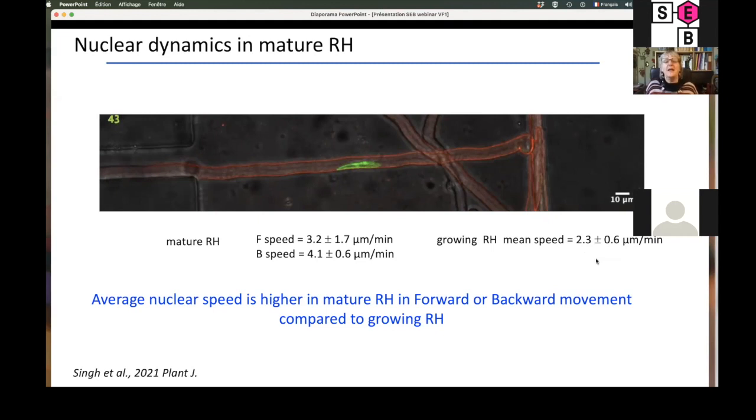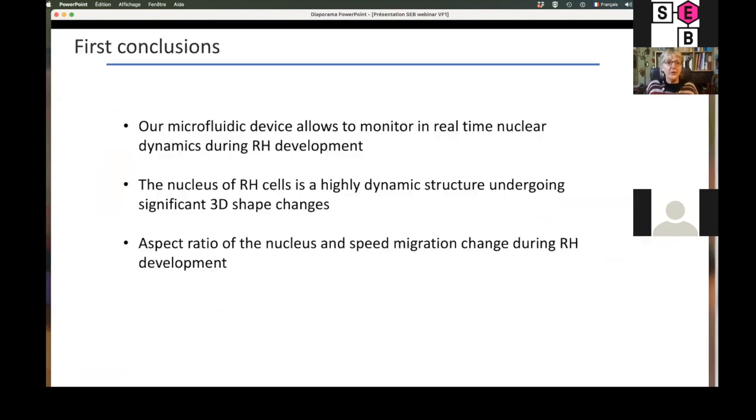So in conclusion from this work, for the first experiments, we can conclude that our microfluidic device allows us to monitor in real-time nuclear dynamics during root hair development. The nucleus of root hair cells is a highly dynamic structure undergoing significant 3D shape changes. And the aspect ratio of the nucleus and speed of migration change during root hair development.